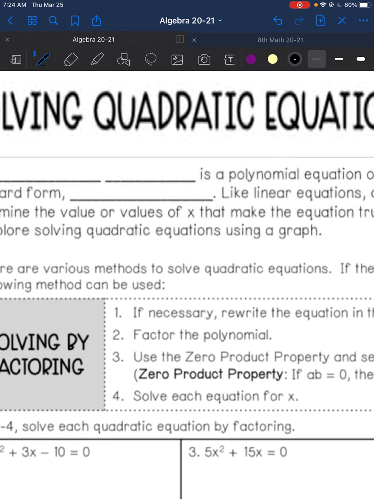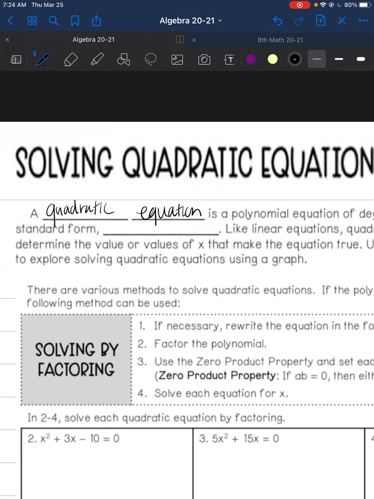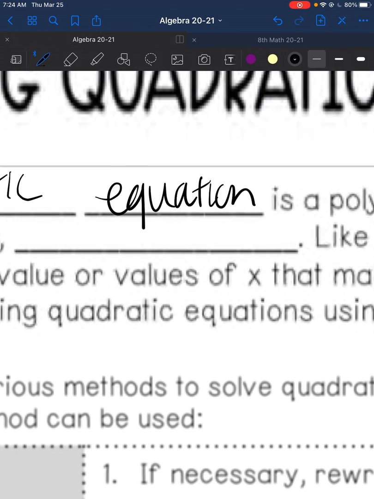A quadratic equation is a polynomial equation of degree 2, which can be written in standard form. Standard form looks the same as an expression, except there's one added thing: ax squared plus bx plus c equals 0. That's our new part of the standard form, and that's the difference between the expression and the equation. We have it set equal to 0.